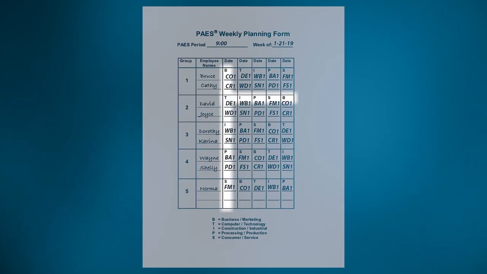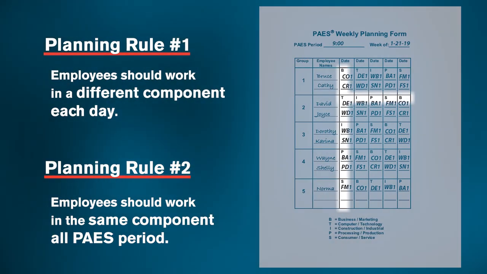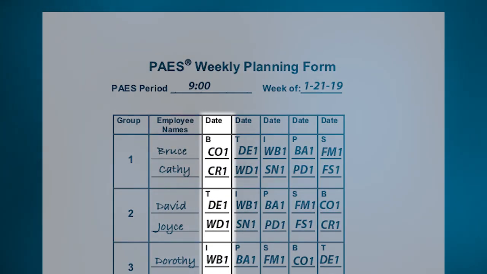You'll see these letters listed above and to the left of each day's assignments, vertically and horizontally. These letters help you make sure you're assigning jobs according to the 2 assignment rules: assign jobs from a new component every lab, and stay in the same component during each lab. On this day, for instance, Bruce and Kathy will only do jobs in the business and marketing component. David and Joyce will only do jobs in the computer and technology component, and so on.